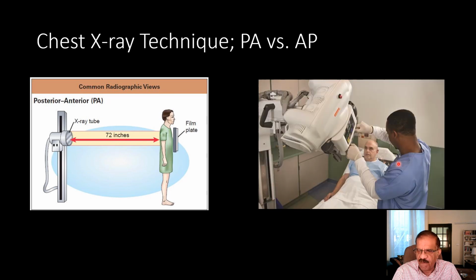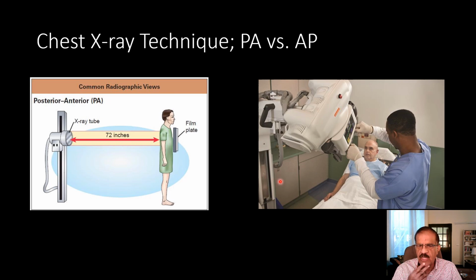Now, this is the AP film. You can see the AP film. This is actually a portable machine, and the X-radiation will enter the body from the front, and the X-ray film is behind. So this is an AP film, and generally speaking, an AP film is done only when the patient is unable to stand up and go to the X-ray department. There are some other indications also, but this is the commonest. And the image quality of an AP film is usually compromised as compared to a PA film.